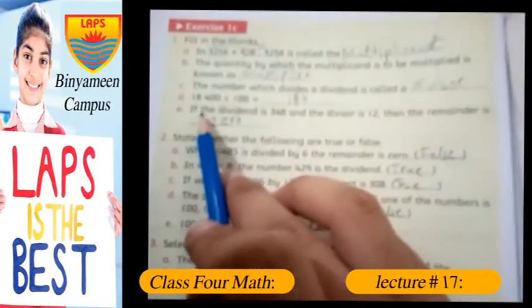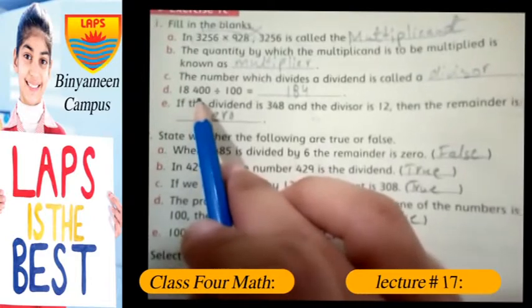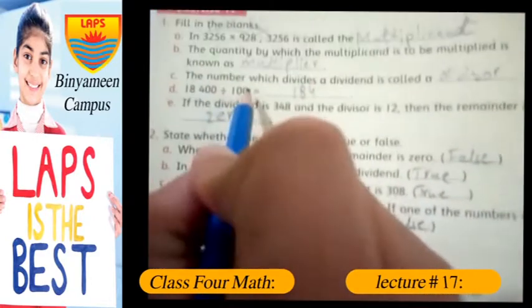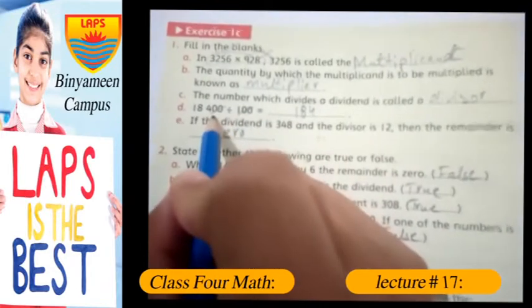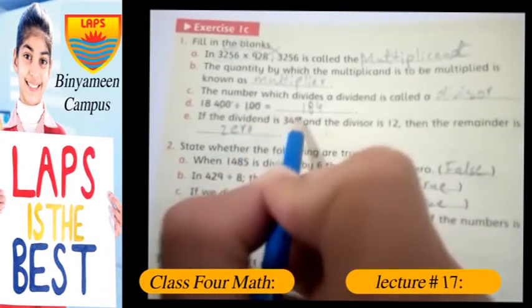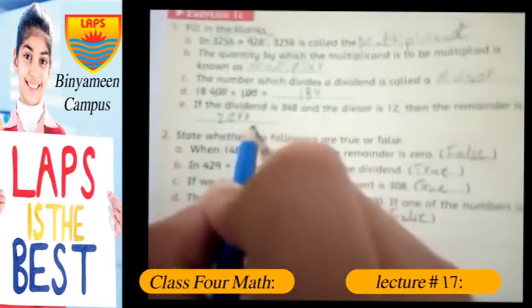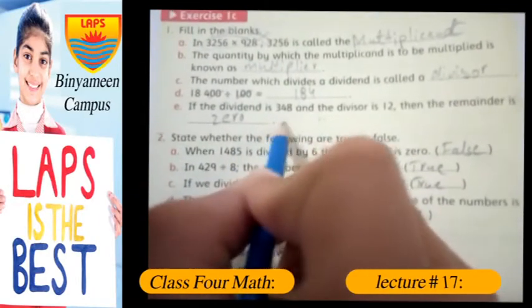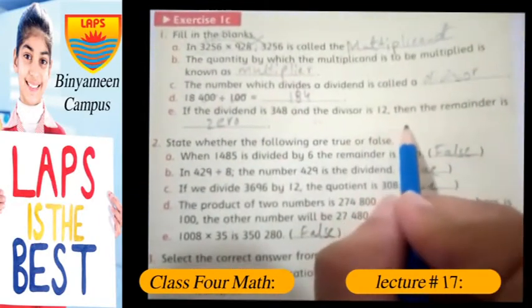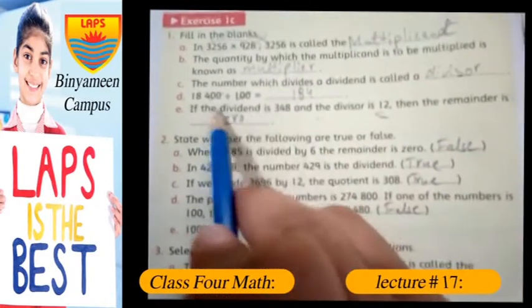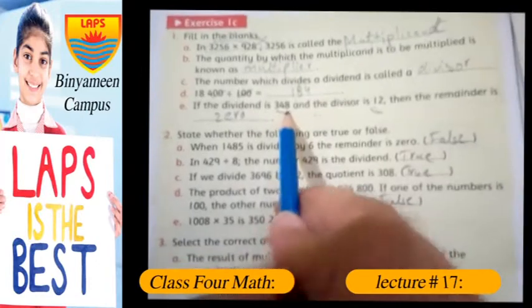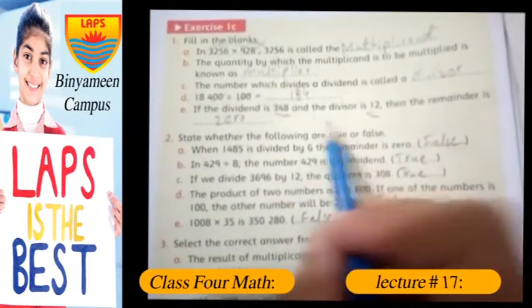So the divisor, and if we divide this value 18,400 by 100, then both the zeros will go, you can divide 18,400 by 100 and the answer will be 184. If the dividend is 384 and the divisor is 12, then the remainder is dash 0, because 12 divides this value completely without leaving any remainder.